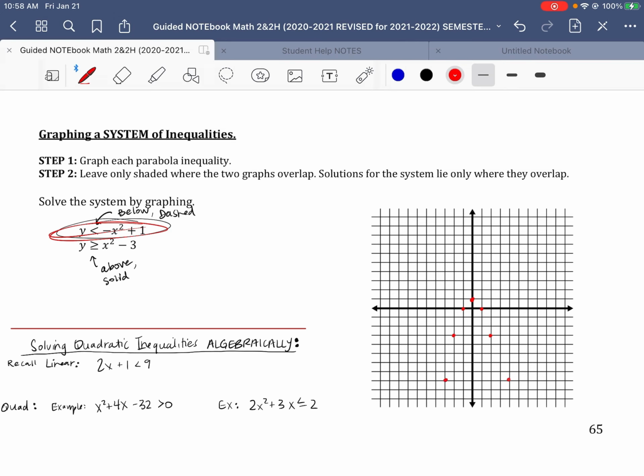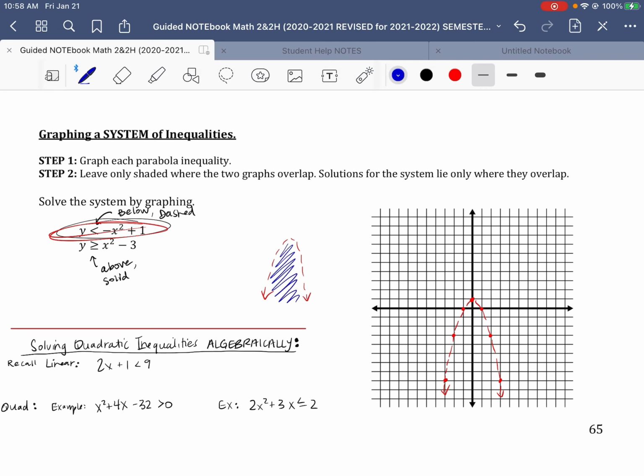Oh, that's too far over. And again, we know that this one is going to be dashed because it is just less than. Okay, so over here, here's my dashed parabola that I'm thinking about. And I know that I'm going to need to shade below this parabola. So below would mean underneath.